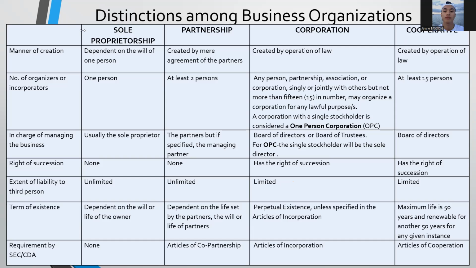Okay, sige, another one. Question, sir. How come there is already a sole proprietor, but there is also a chance to build a one-person corporation? So it's just the same as a sole proprietor. Why is the law allowing it now? In just your own understanding.